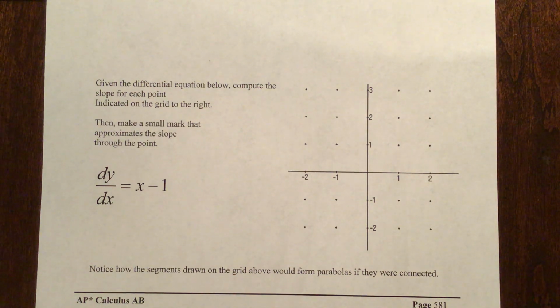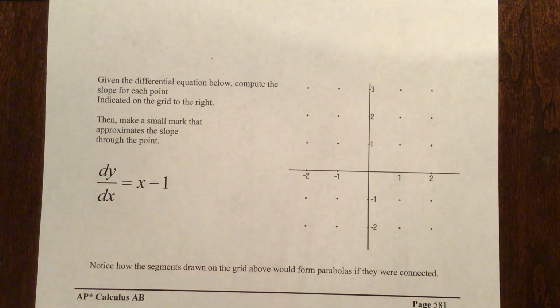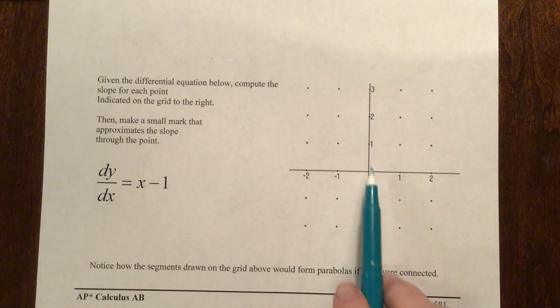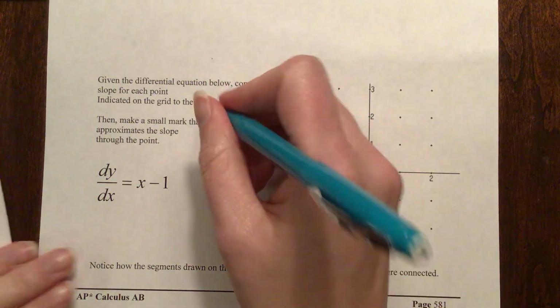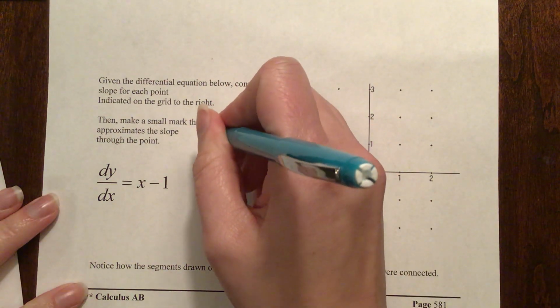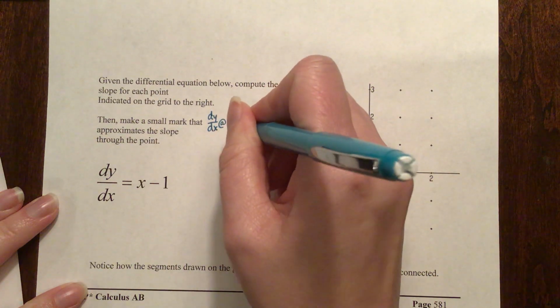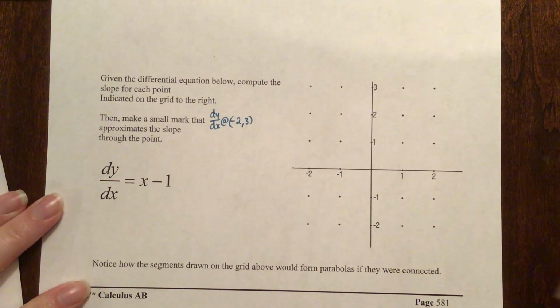Okay, we want to find dy dx, the slope at each one of our points. To do that, we're going to find the x value and the y value of that point, and then we're going to plug it into this function over here, which is dy dx. Okay, so let's find dy dx at the point -2, 3, this point right here. Dy dx at -2, 3. That's the point we're plugging in.